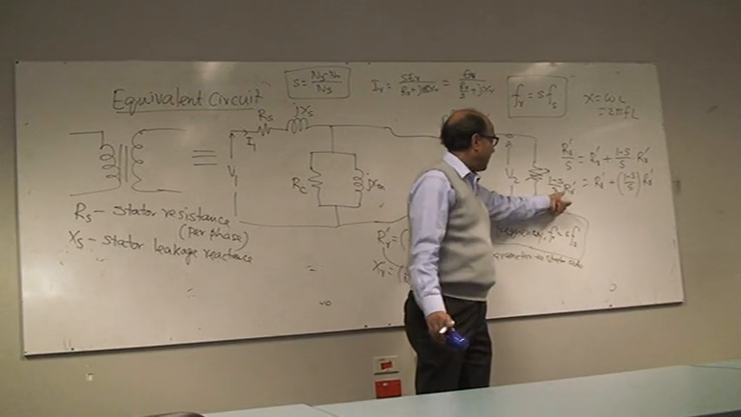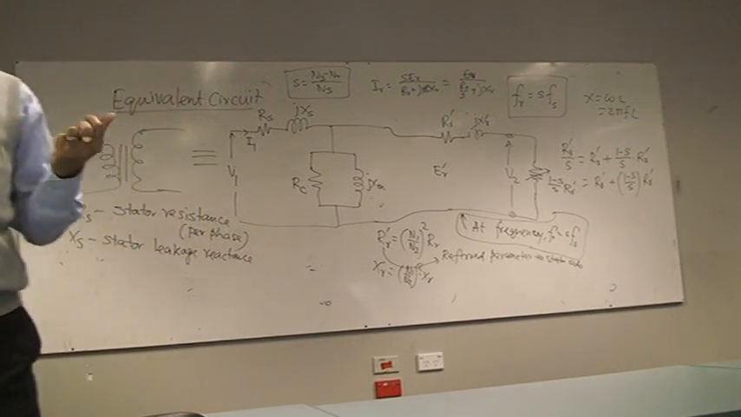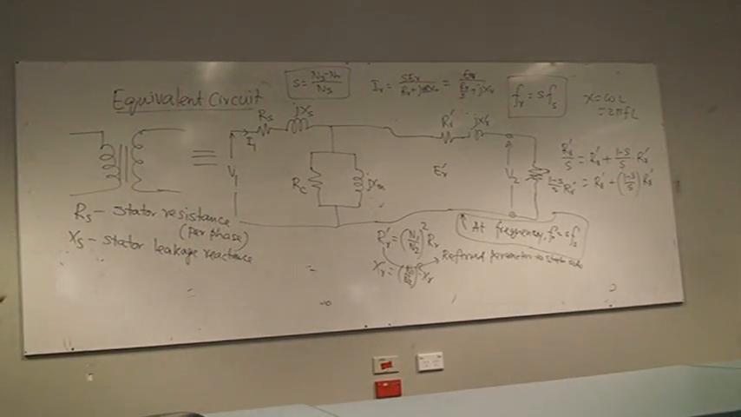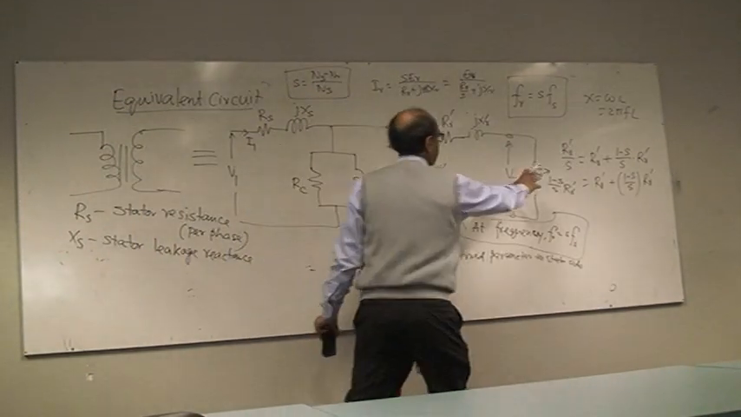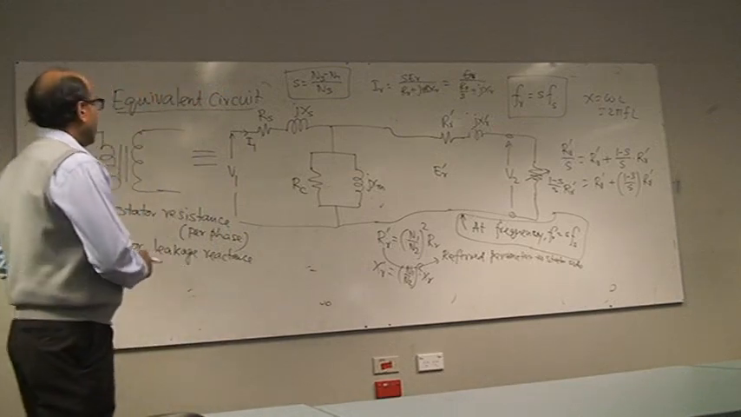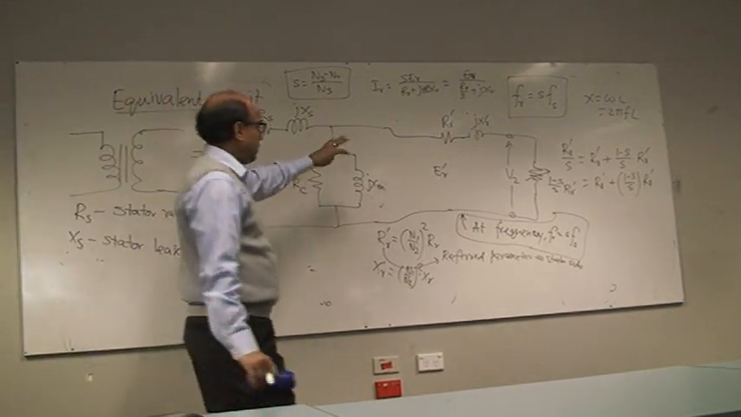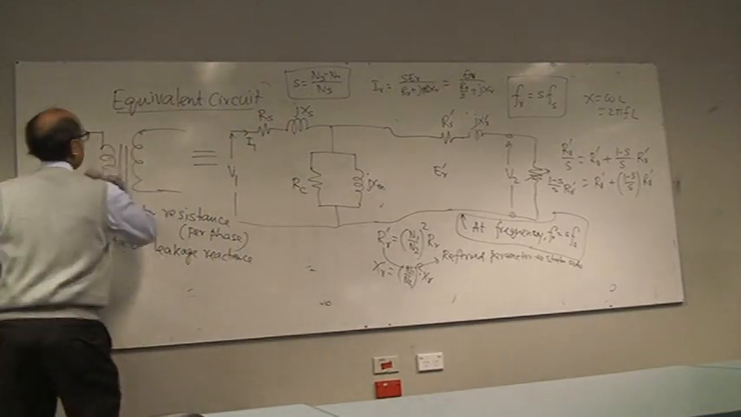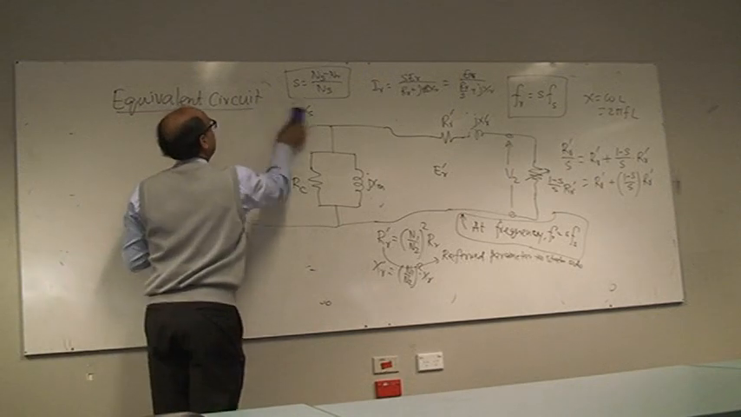And (1 minus S) by S times R2' corresponds to the power output. The amount of power here is not dissipated, it's the power output in this resistance. That indicates the power output. Okay, so I will draw this circuit again and then explain which component is what. Just to clean up a little bit.